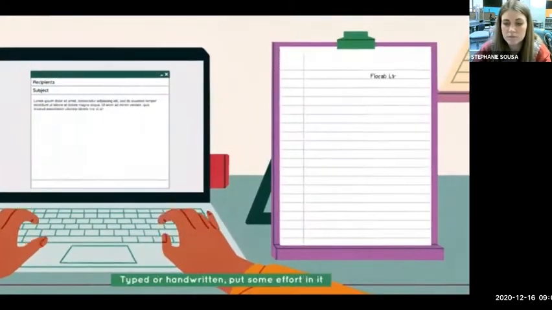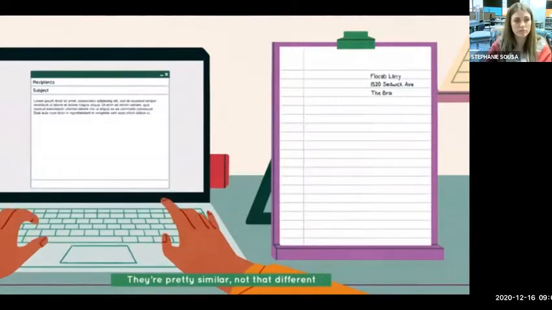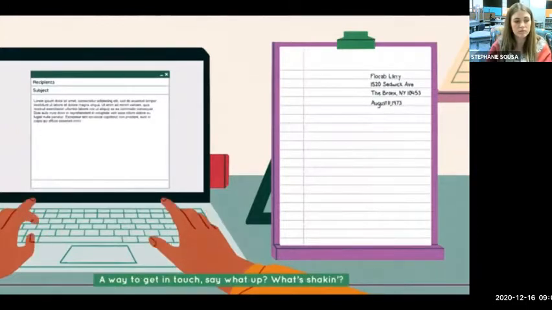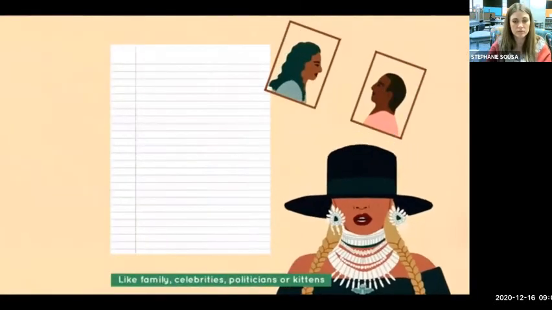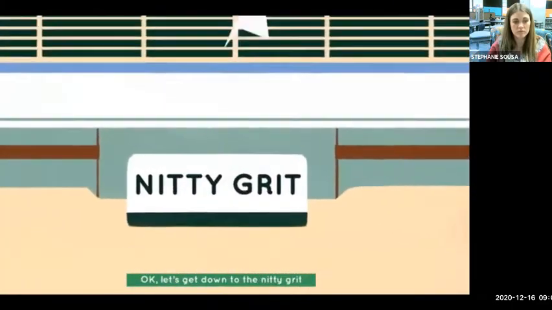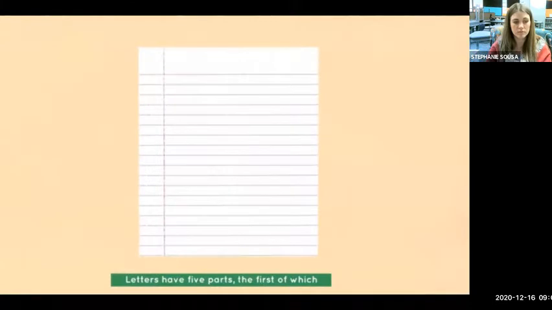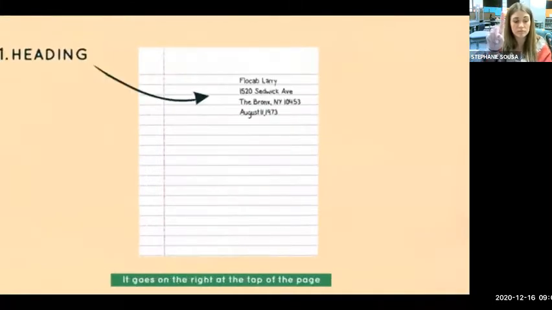Nothing, typed or handwritten, put some effort in it, they're pretty similar. Not that different, they both are forms of communication. A way to get in touch, say what up, what's shaking. The person you are writing to is the recipient, like family, celebrities, politicians, or kittens. Okay, let's get down to the nitty gritty. Letters have 5 parts, the first of which is the heading. Your name, address, and the date. It goes on the right at the top of the page.